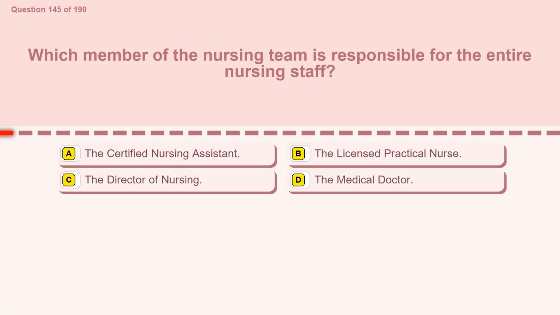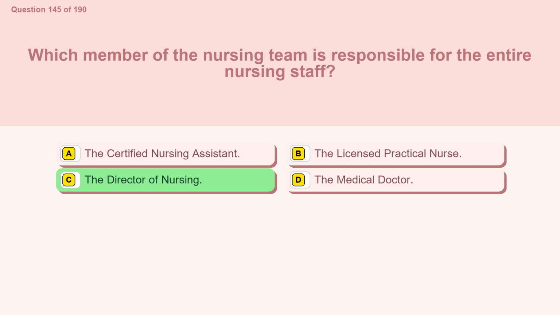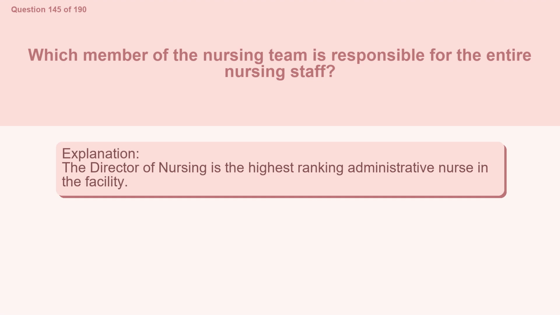Question 145. Which member of the nursing team is responsible for the entire nursing staff? Option A, the certified nursing assistant. Option B, the licensed practical nurse. Option C, the director of nursing. Option D, the medical doctor. The correct answer is option C, the director of nursing. The director of nursing is the highest-ranking administrative nurse in the facility.